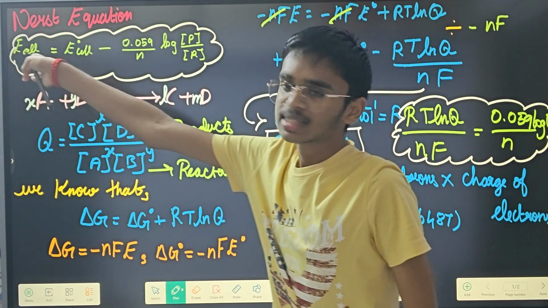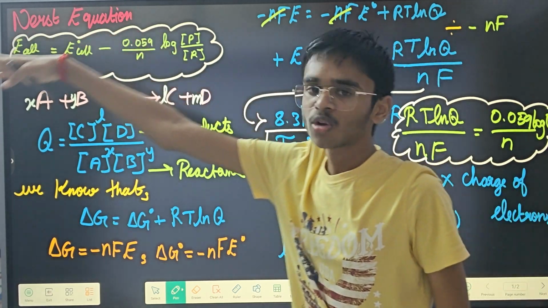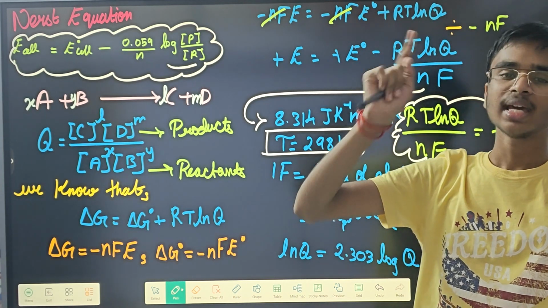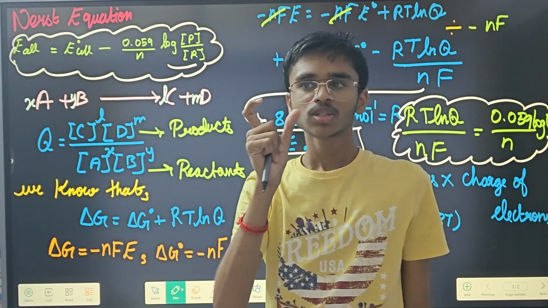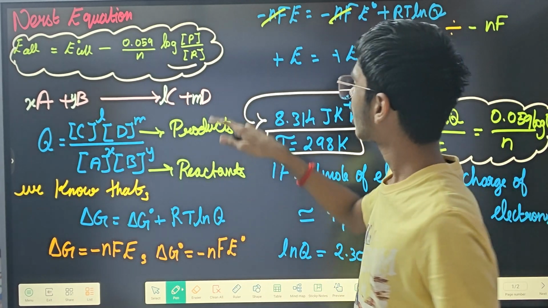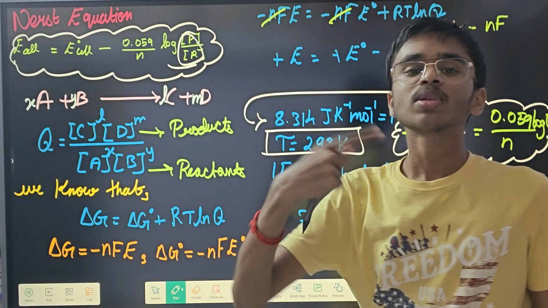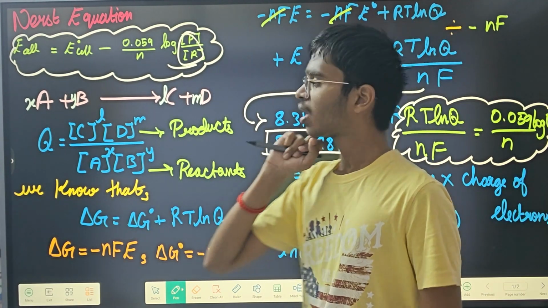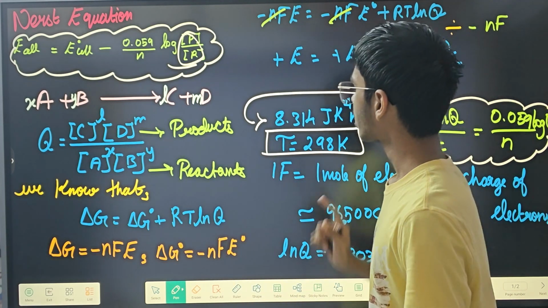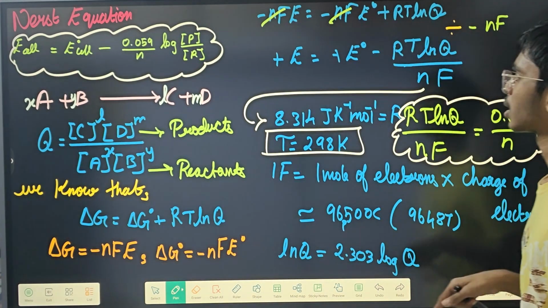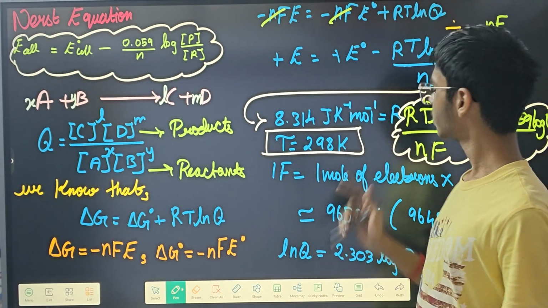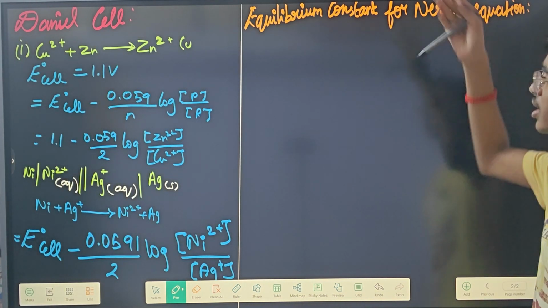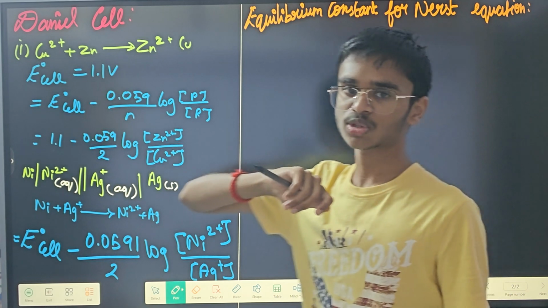After keeping the E cell as 0, if I transpose all of this to that side, this will remain on this side. There I have to put inverse log. Then after putting inverse log, I will get only this term, which is known as Kc, or also known as the equilibrium quotient, or Q. So this is the equilibrium constant for the Nernst equation.